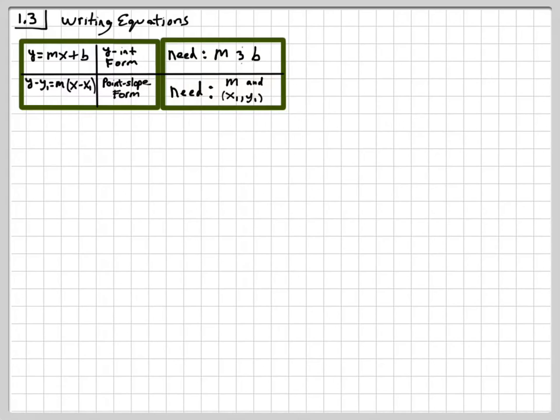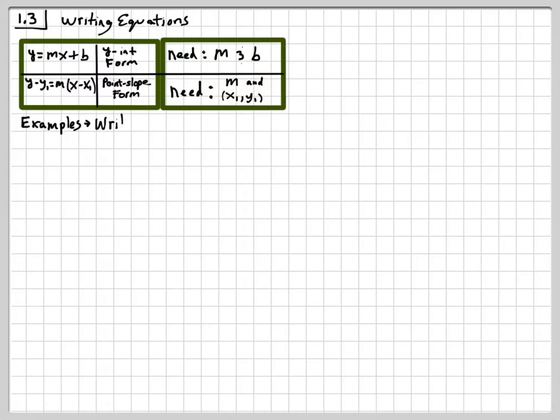They both are used for writing an equation of a straight line, but each one needs different things. For example, for the top one you need a slope and b, which is the y-intercept, to be able to complete an equation. And the bottom one is called point-slope form because what you need is a slope and a point to completely fill it out.